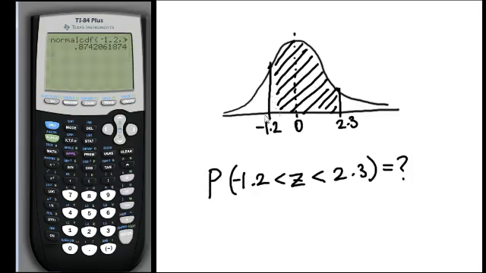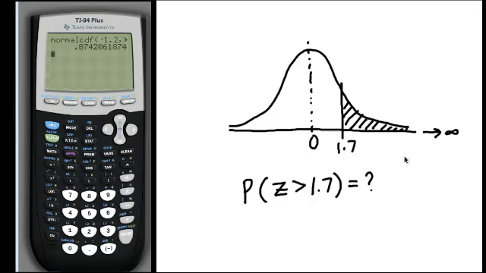So the area under the curve between negative 1.2 and positive 2.3 is 0.8742. In other words, this probability here is around 87%, or 0.87.